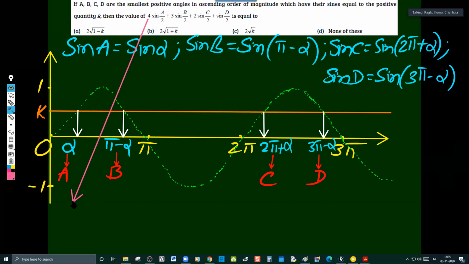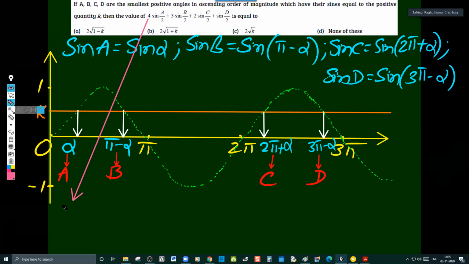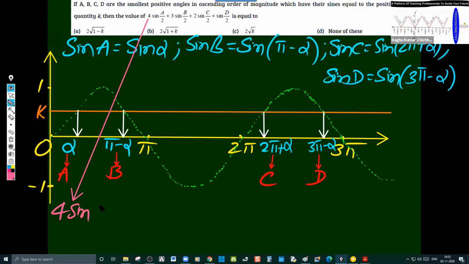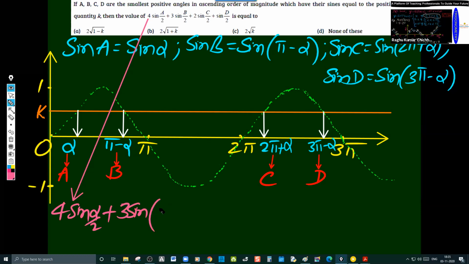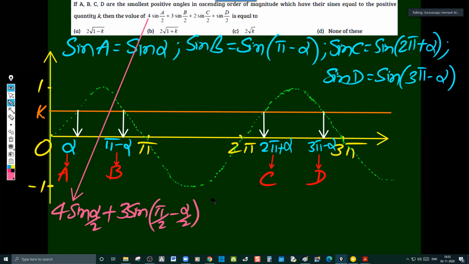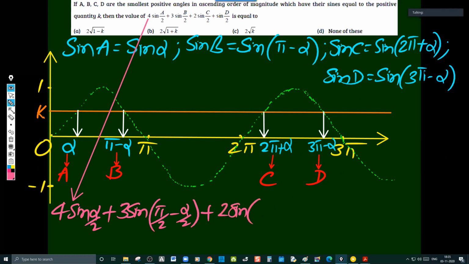Come on, tell me. What should be written in place of A by 2? 4 sine alpha by 2. Correct. Plus 3 sine of pi minus alpha by 2, that is pi by 2 minus alpha by 2. Correct, now half of this angle. Tell me next. Plus 2 sine of 2 pi plus alpha by 2, that is pi plus alpha by 2. Correct.